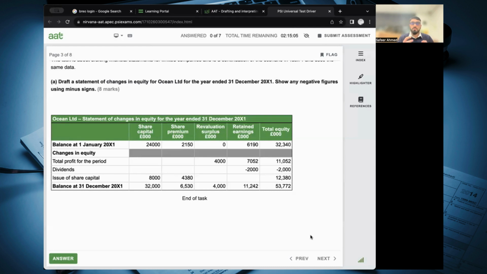So you can see that it's pretty straightforward as long as you know where you are taking those amounts from. Okay.